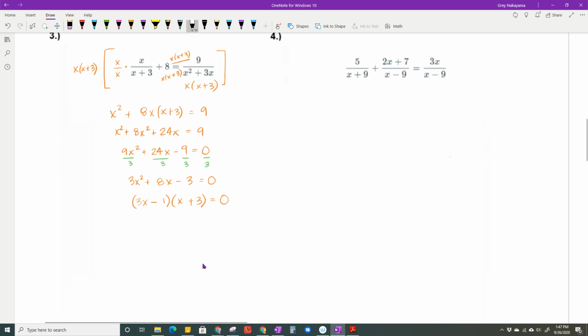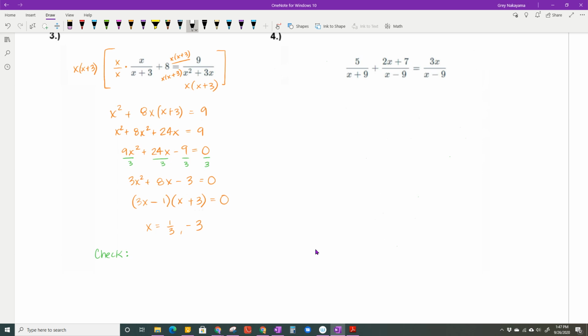Okay, so you set each of those factors equal to 0, and you're going to have that x equals 1/3 or negative 3. You're adding 1, dividing by 3 to get this one, and then subtracting 3 to get this one. So what do I have to do next? I have to check it, okay?